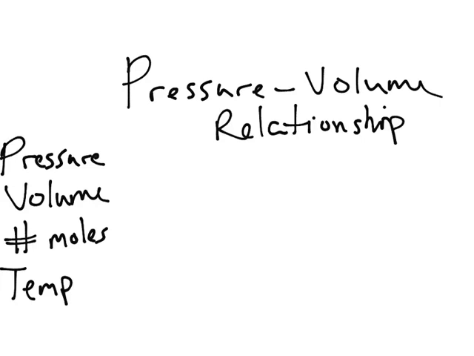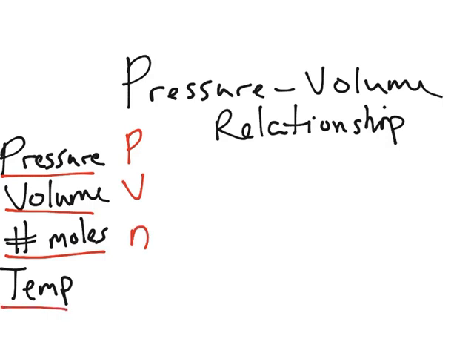When you're considering a sample of a gas, there are four characteristics that are important to look at. Those are pressure, which is abbreviated with a capital P, volume, which is notated with a capital V, the number of moles of gas in that sample, which is notated with a lowercase n, and the temperature of that gas, which is notated with a capital T. But you have to remember, when you're dealing with gases, the temperature has to be in kelvins.